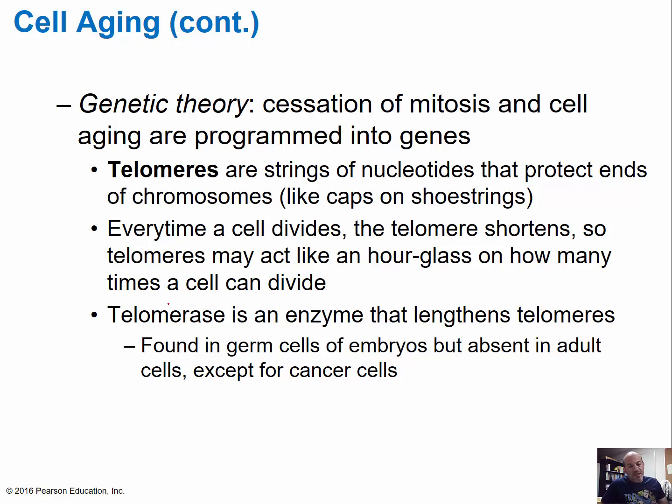There is an enzyme called telomerase, which is an enzyme that lengthens the telomeres or continues to add to these telomeres, but you don't find this in adult cells. And so the theory as to why we age is that we no longer replace or add nucleotides to the telomeres. Instead, it wears off like an hourglass. However, this telomerase is found in germ cells of the embryos, but absent in adults. And we also interestingly find this enzyme in cancer cells. So cancer cells basically are thought to be immortal.